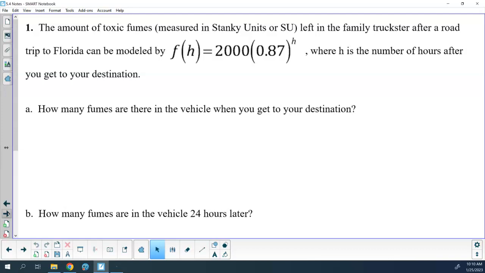Okay. Well, what is the time when you get to your destination? How many hours, because that's what h is, the label, the measurement: how many hours have you been there when you get there? When you get there, how many hours have you been there? 0, right? Okay. So h is 0.